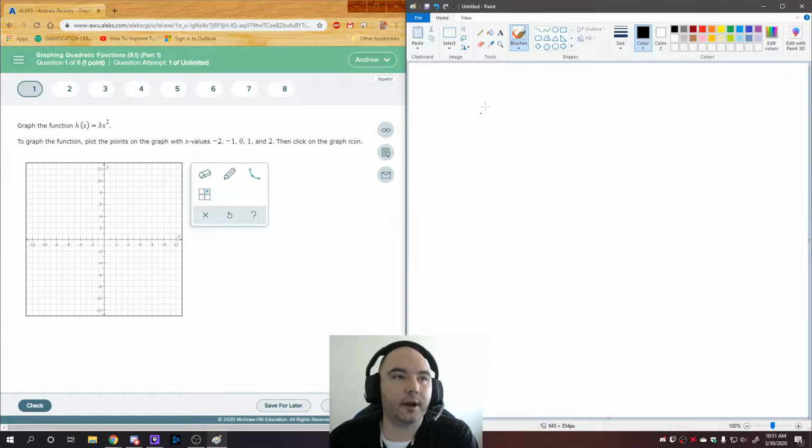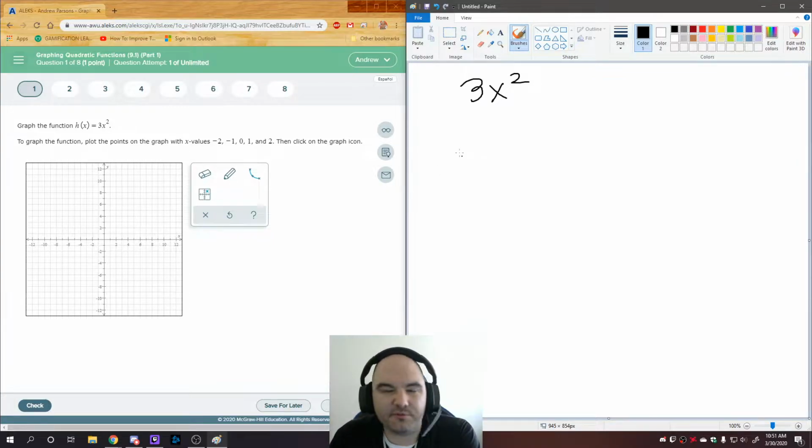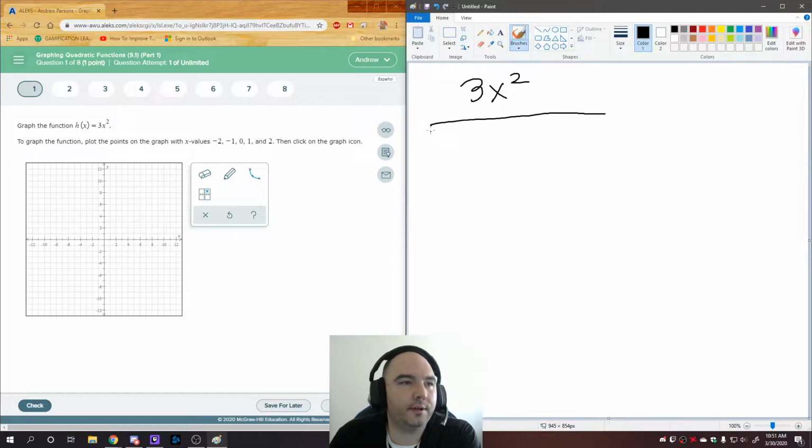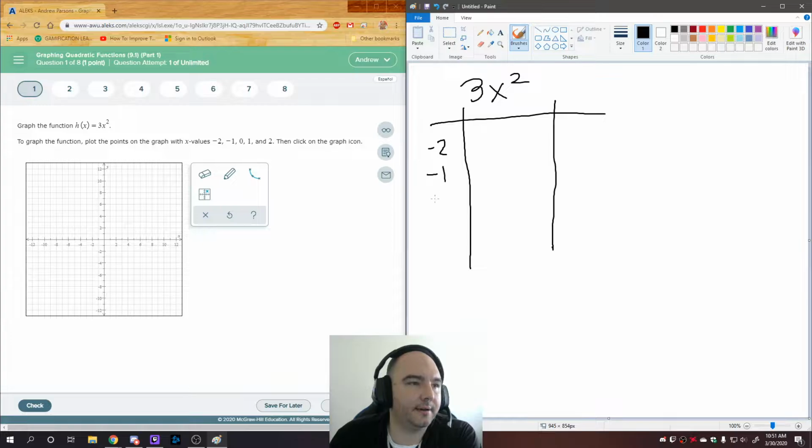Good job, you. All right, so I've got my handy dandy notepad here, so I'm gonna be writing by hand on the screen. The function is 3x squared. To set up a table for this, the way they would probably want you to do it, is to set up a 3-part table. The inputs go in on the left side here: -2, -1, 0, 1, and 2. That's what they told you they want to plug in. They don't always tell you that, but this is what they told us here. So these are the x values, and this is the h of x value.